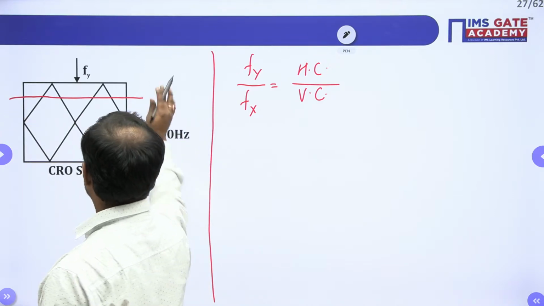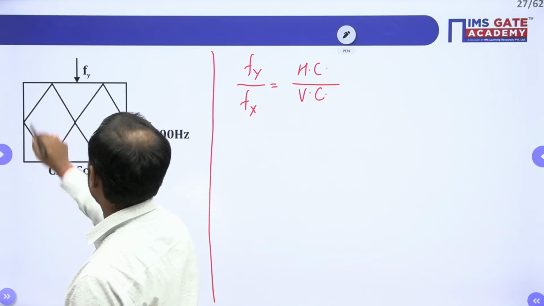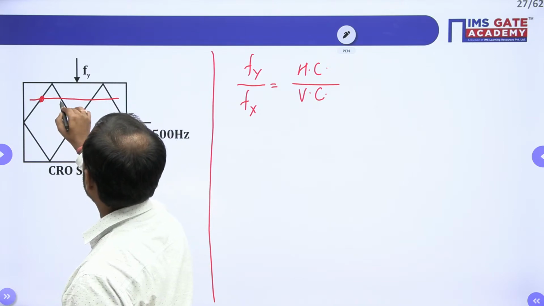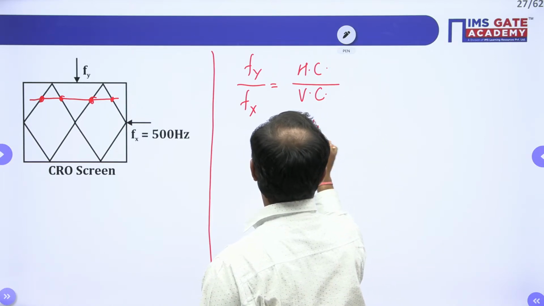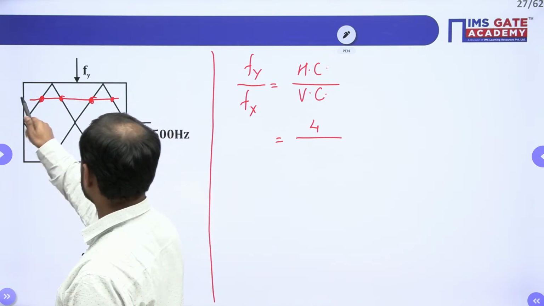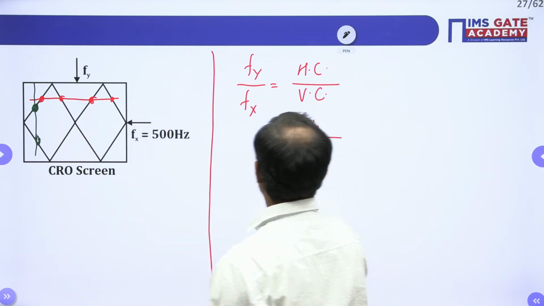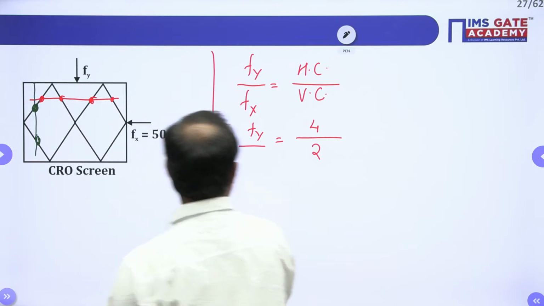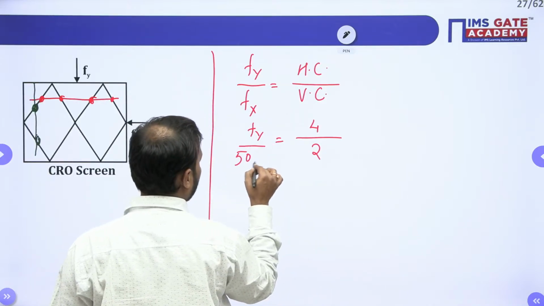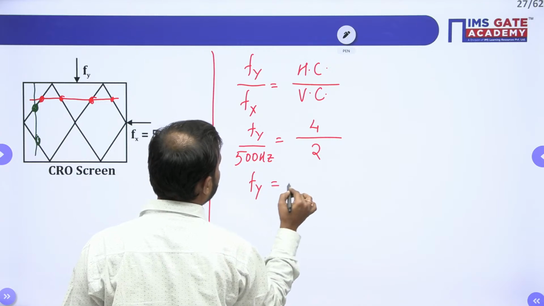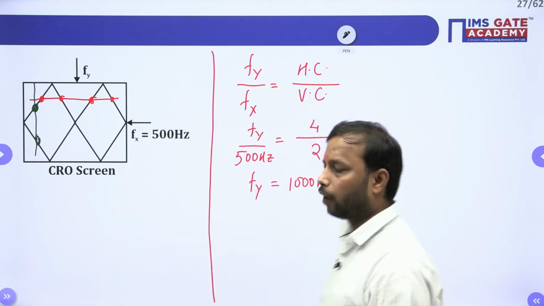This part is the boundary. So how many cuts do we have? 1, 2, 3, 4. 4 cuts in the horizontal. And what about the vertical? 1, 2. So this Fy divided by Fx is given to us. Fx is 500 hertz. So your Fy value is what? 1000 hertz. So we have obtained the value of Fy as 1000 hertz.